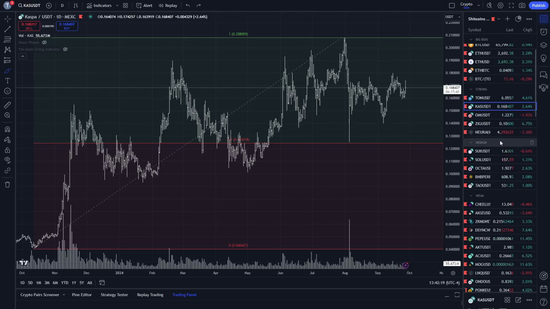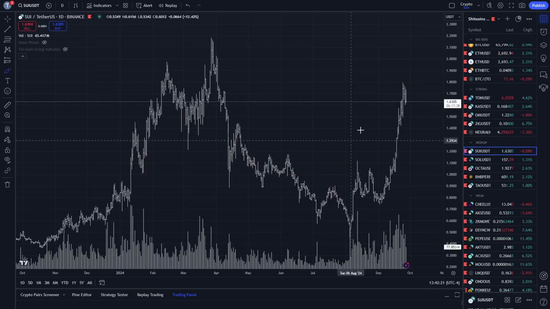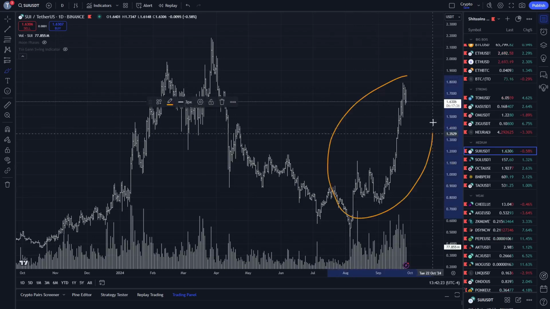Now, there are other coins like Sui. I don't have any, sadly, but still, it's pumping like crazy. It's performing well. In fact, it's outperforming the market. So if I was holding it, I would keep holding it.